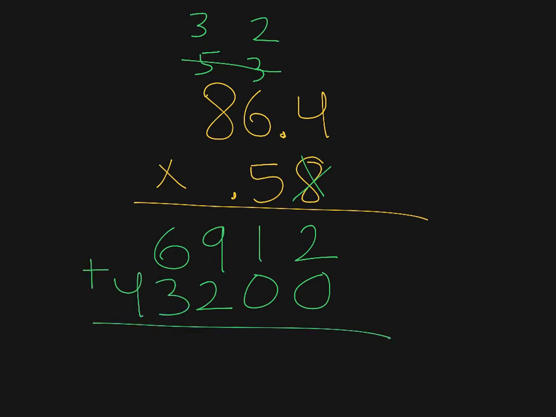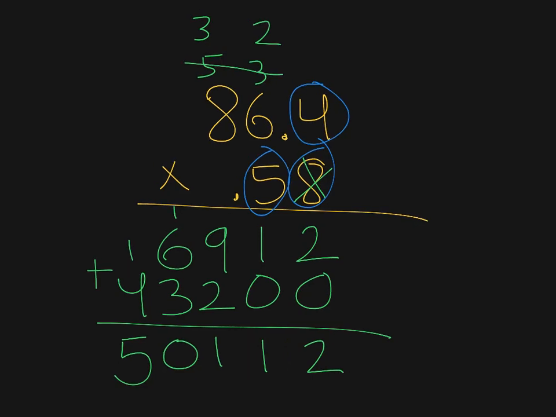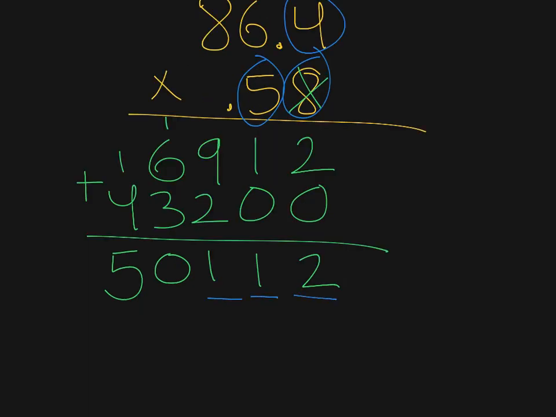Let's add those up. 2 plus 0 makes 2. 1 plus 0 makes 1. 9 plus 2 makes 11. Carry the 1. 1 plus 6 makes 7. 7 plus 3 makes 10. Carry the 1. And there's our 5. You have to count the number of digits behind the decimal. You have 1, 2, 3. So you can put 1, 2, 3. Our answer would be 50.112. Or you can say 50 and 112 thousandths.